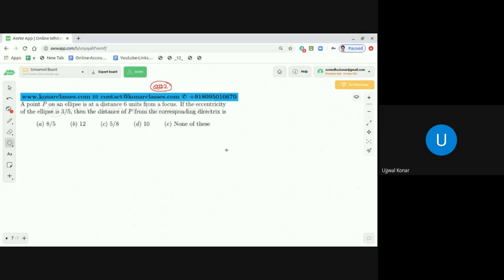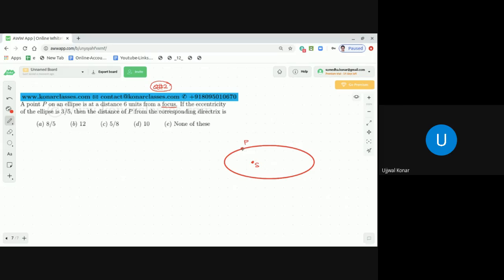So let me first draw the ellipse. Suppose this is the ellipse, okay, and it has a focus. Let's take the focus of the ellipse is at this point, okay, and we consider the point P to be here. This is the point P, and this is the point S. It's a focus which has been informed in the question.